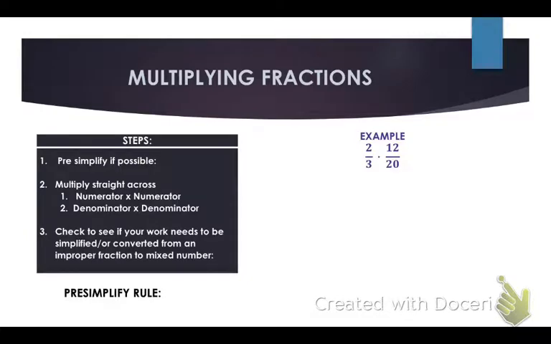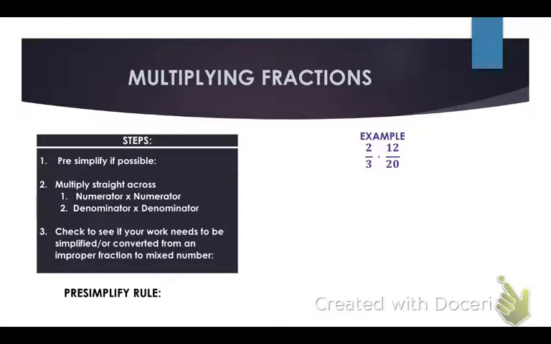Okay, here are your steps. Thankfully, Mr. Williams already wrote down your steps on the graphic organizer. That was really nice of him. I want you to read through the steps with me right now. Number 1 says pre-simplify if possible. I know pre-simplify is something new, so I'm going to show you that in just a second. Step 2, multiply straight across. Numerator times the numerator, denominator times denominator. And then finally, step 3, which is to check to see if your work needs to be simplified and/or converted from an improper fraction to a mixed number.